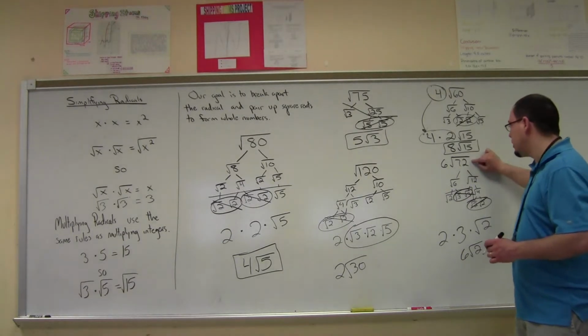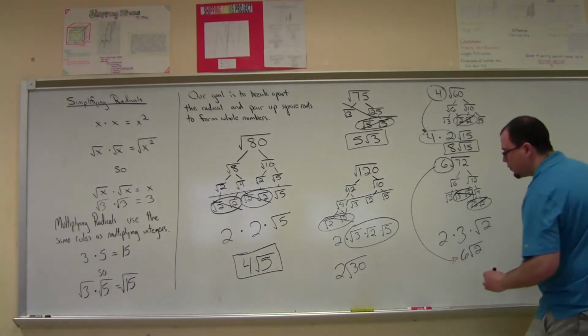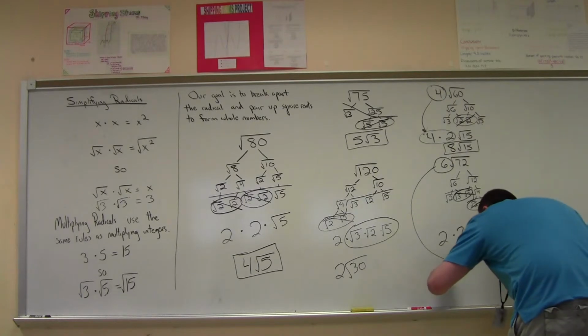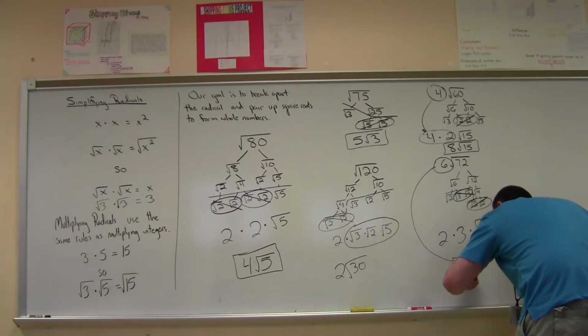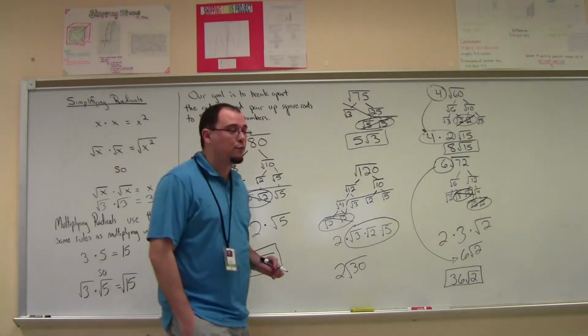The final thing we're going to do is we're going to multiply the 6 that's in front there by the 6 that we had at the very beginning. So 6 times 6 is 36. So our answer here is going to be 36 radical 2. And that's all you have to do.